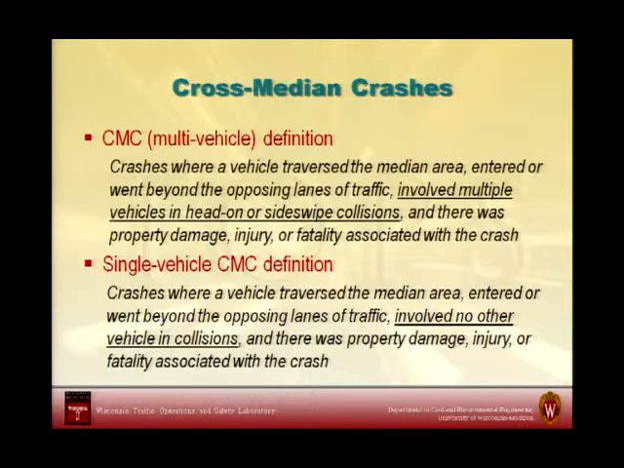Obviously, we're talking about divided roadways, so most often our highway or freeway systems that have the grassy medians. And we've looked at it in a couple of different ways. One is clearly when someone goes from a northbound direction, crosses the median, and impacts the vehicle in the southbound direction. That's the classic cross-median crash.